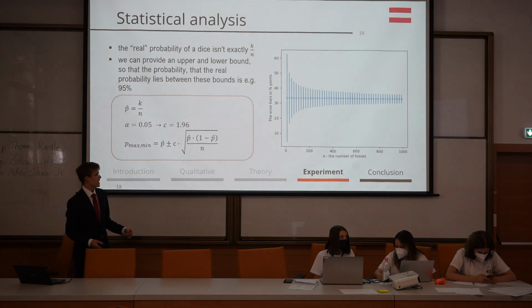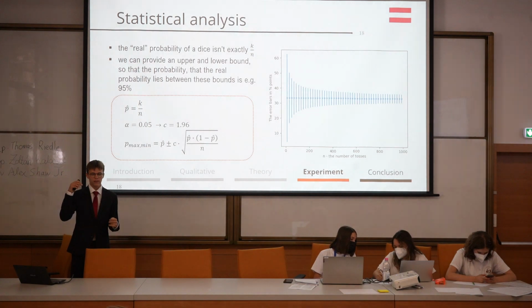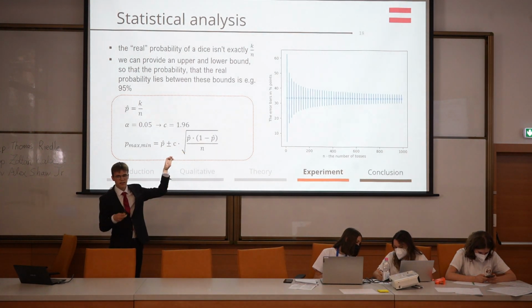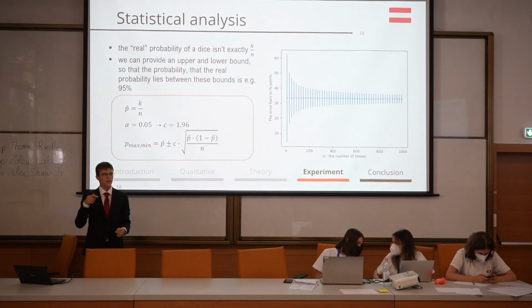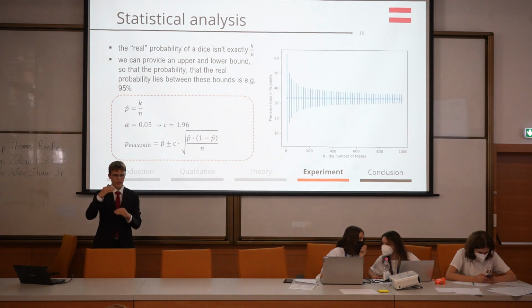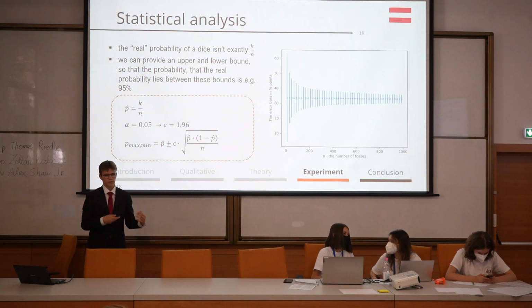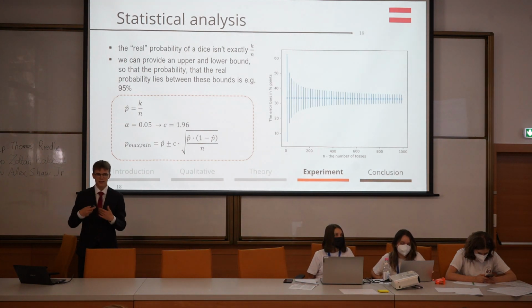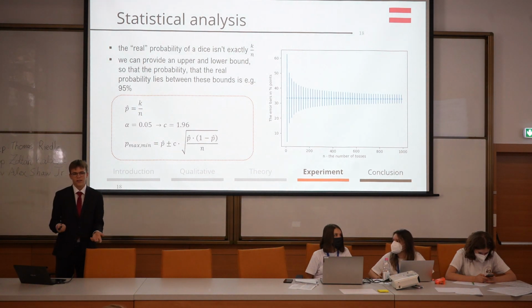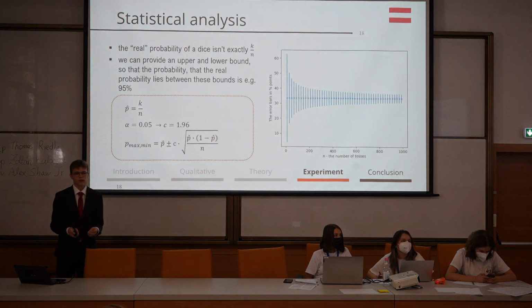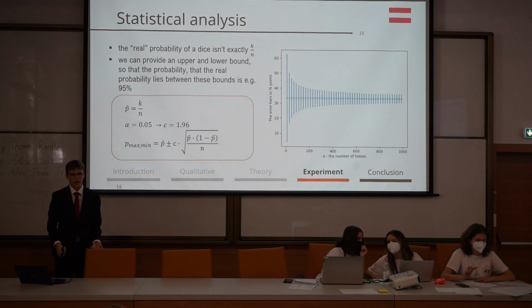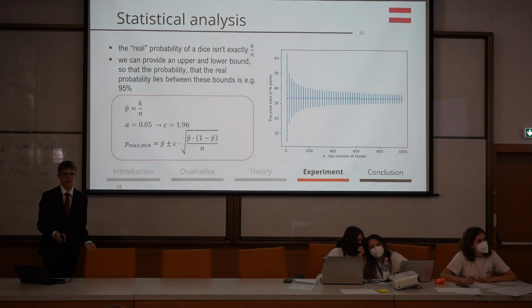And so what it really says is: if I toss the dice n times, then the probability that the real probability of the dice lies between the upper and lower bound of the error bar is 95%. And the 95% is just arbitrary, so that I can draw some error bars, because if I wanted it to be 100%, I would have to draw the error bars from 0% to 100%. I have to choose something, and I chose 95%.